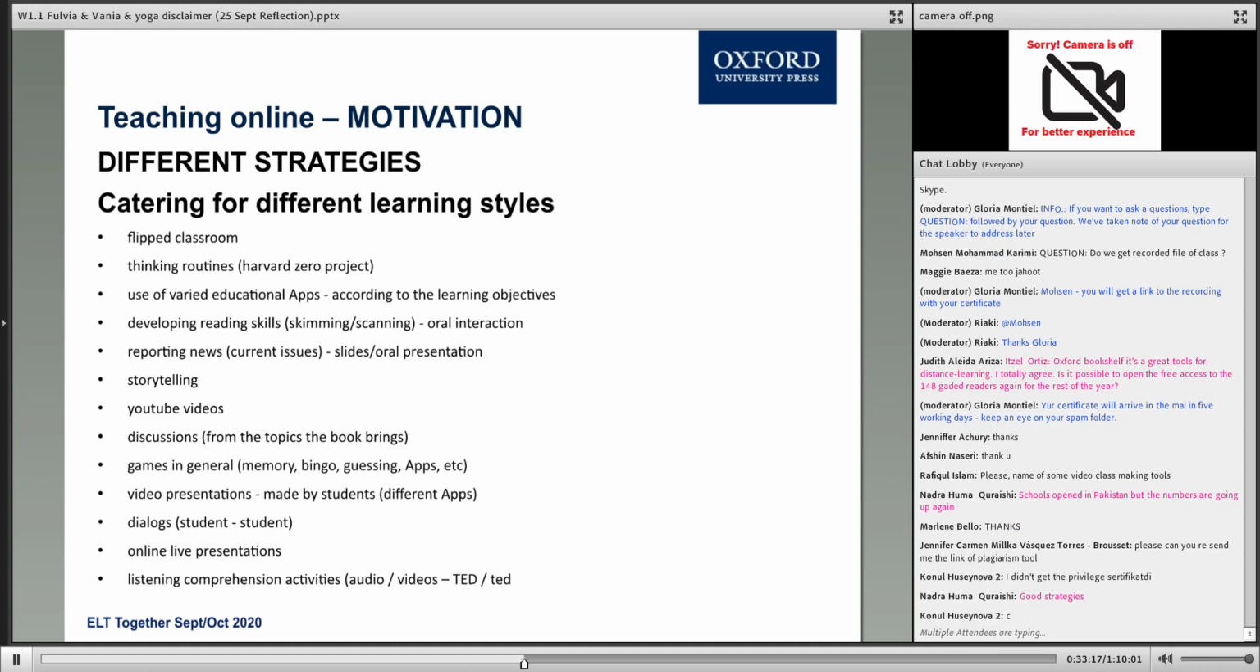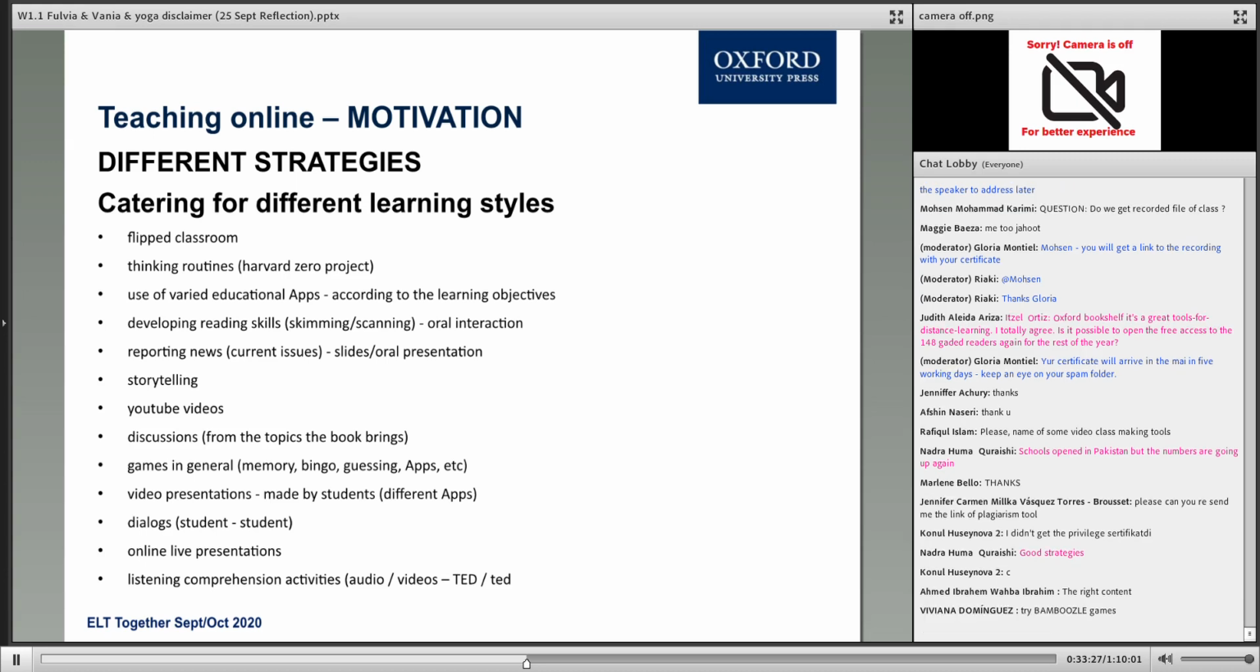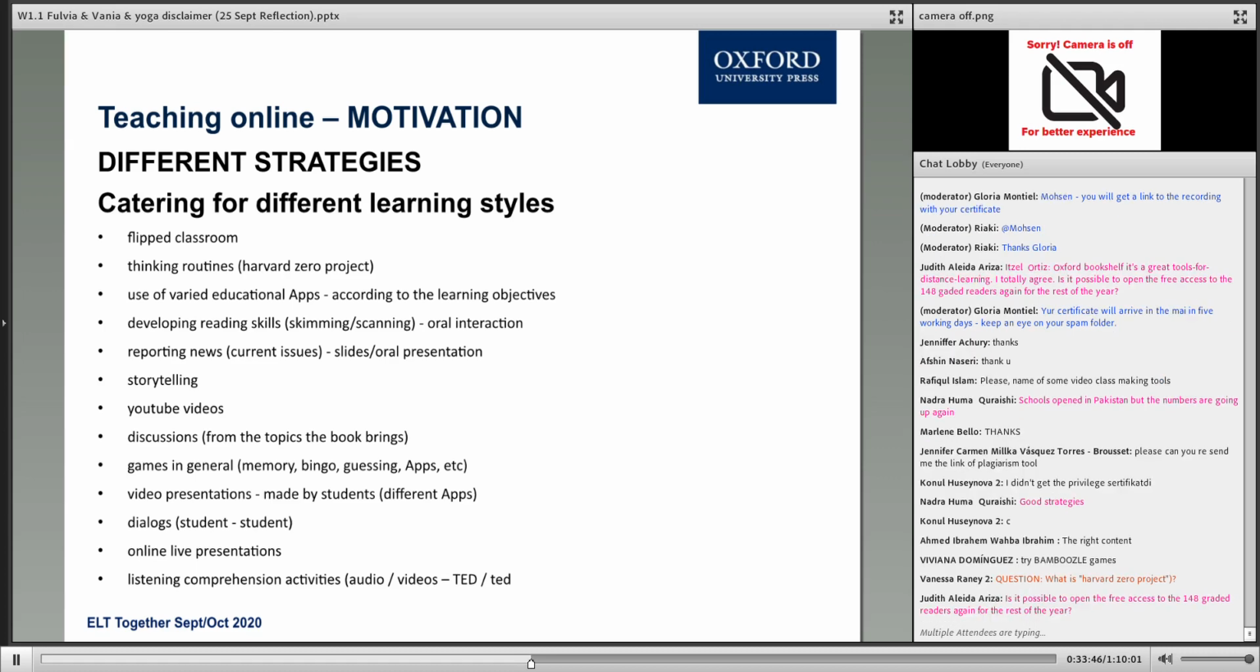We have promoted lots of discussions from the topics of the book. We use the ebook solutions from Oxford, which is very efficient, very teacher-friendly, and the topics from the book trigger lots of nice and engaging discussions. Games in general, we also try to transfer from face-to-face classes to the online mode, whenever possible: memory, bingo, guessing, and games in apps, different ways.